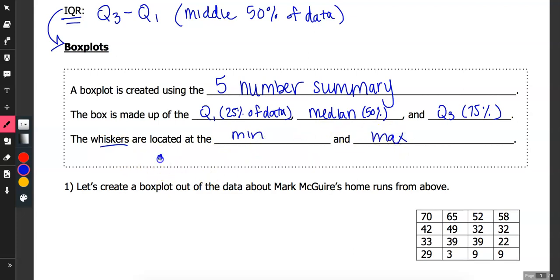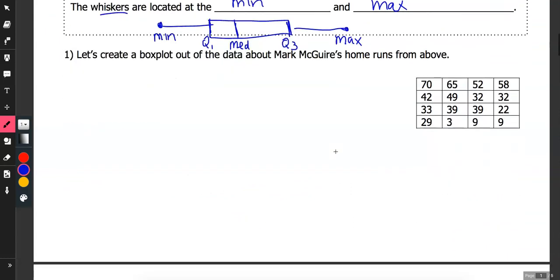So to give you an idea of what I'm talking about, it looks something like this. Here's the minimum. Q1 would be on this line, median would be on this line, Q3 would be here, and maximum. We're going to make one in a second. That's like a sketch of a box plot: box, whiskers. Okay, so let's actually make one, to put more context to all of this.